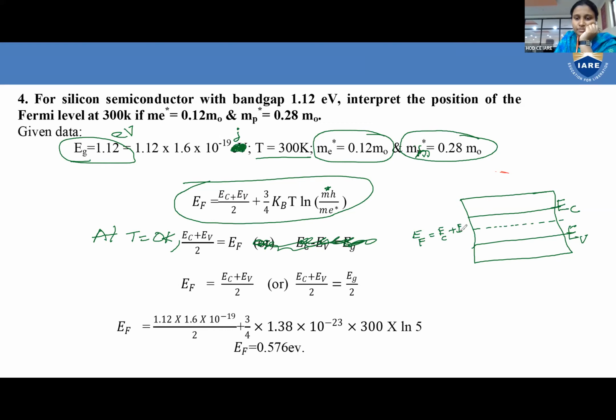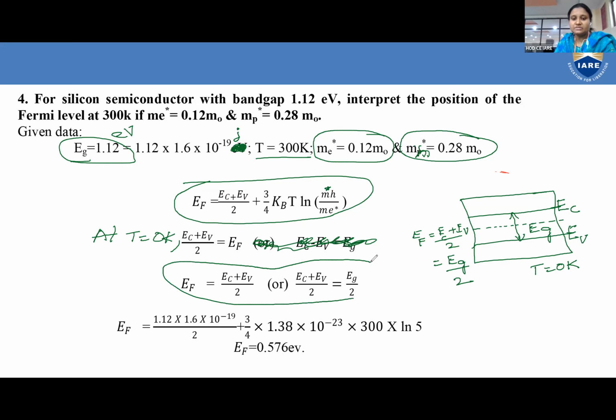That is the middle of the forbidden energy gap. This is the case at T equal to 0 kelvins. Here the Fermi energy level is exactly in the middle because this width is equal to Eg. That's why we can take the Fermi energy level to be the middle of the forbidden energy gap. So in this case, EF is equal to EC plus EV by 2, which is equal to Eg by 2. Now our expression will get modified. This expression will become EF plus E, sorry.